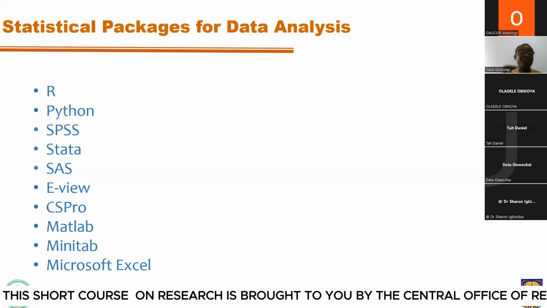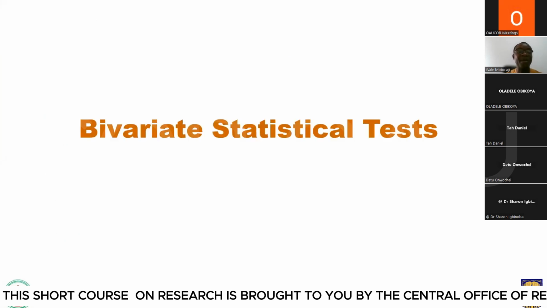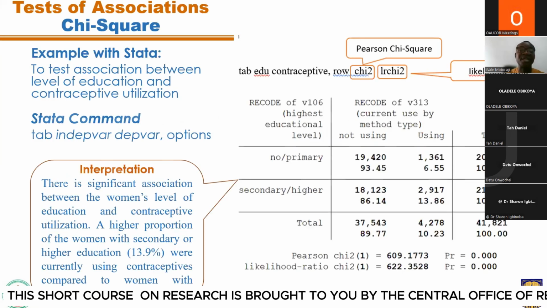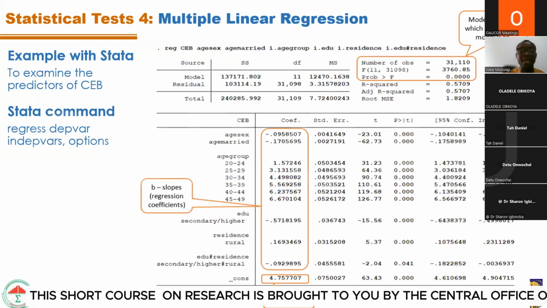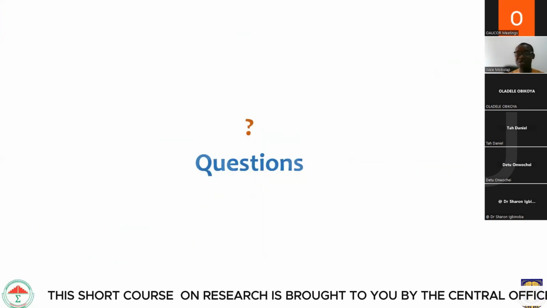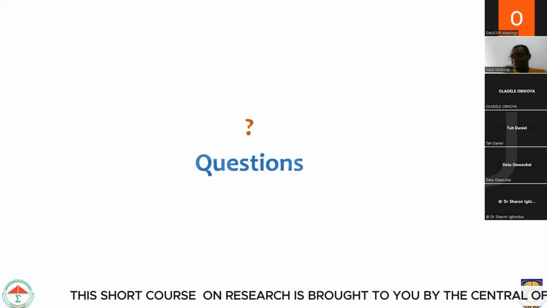These are different kinds of statistical software you could use for your analysis. I'm going to round up here. And then I gave some examples of bivariate tests, and I put some examples here. So I'm going to conclude the training here. If we have opportunities, we can do more next time.